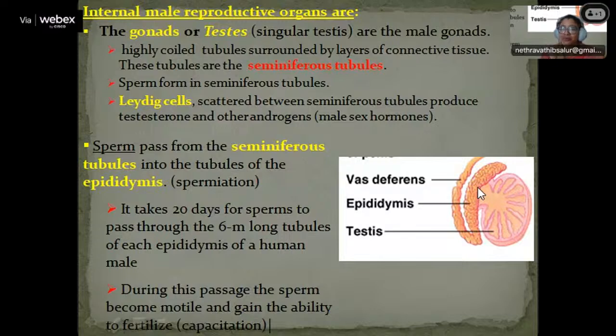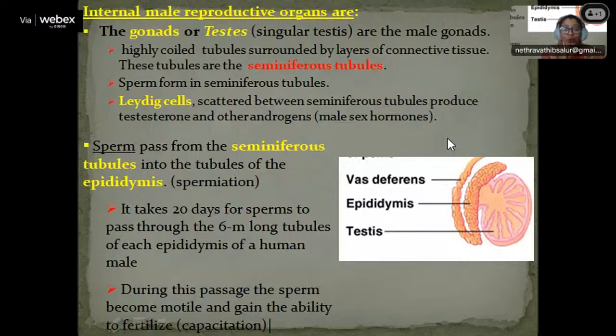Now these sperms, once produced in the seminiferous tubules, will enter into the rete testis. From there, they are carried to the vasa efferentia, then to the epididymis, and then to the vas deferens. So, the accessory ducts of the male include rete testis, vasa efferentia, epididymis, and vas deferens. This question can be asked for 2 marks, which is related to the diagram. Okay, so let us move on further.